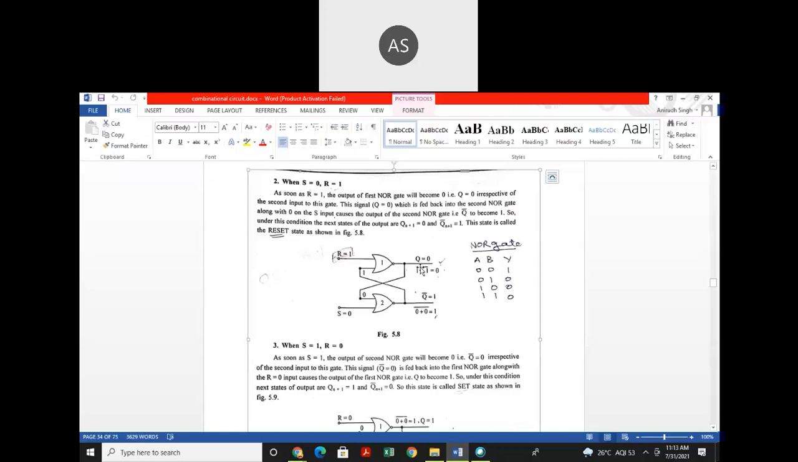In this state, if it is 1, then this is called the reset state when Q is 0. So when Q is 0, this state is known as the reset state.